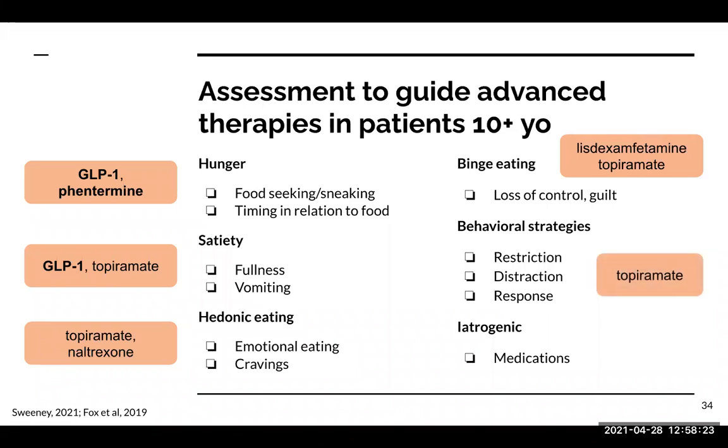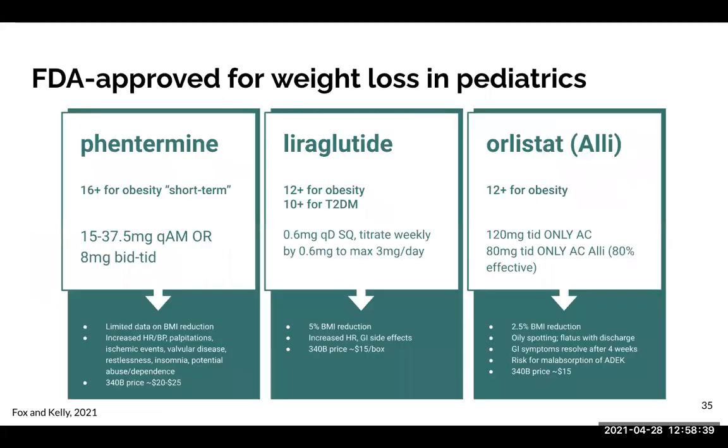Anecdotally, topiramate is also used for kids who have mood or lability issues or behavioral issues, and then metformin and topiramate actually have evidence to address medication-related weight gain. The ones in bold on the previous page are the ones that are actually approved for pediatrics, and so those are the ones that I'll focus on here.